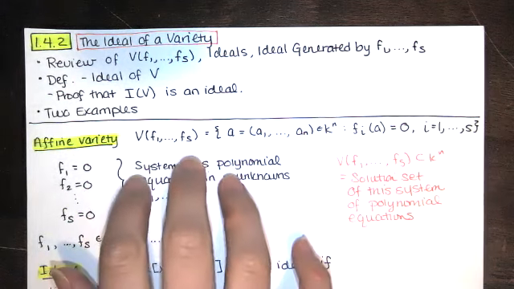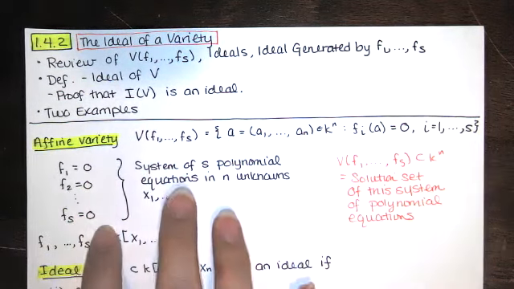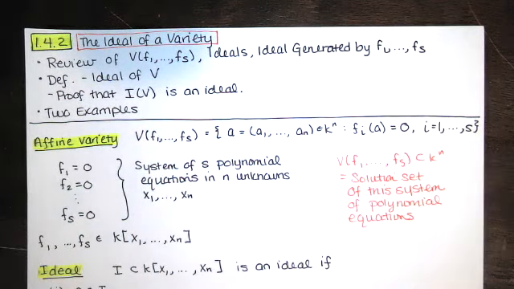This affine variety is the solution set of this system of s polynomial equations in n unknowns. It's just a set of points in n-dimensional affine space, and that set of points may be finite, just a list of points that we can write down, or that set of points may be a curve or a surface or a hypersurface. All of those are affine varieties.